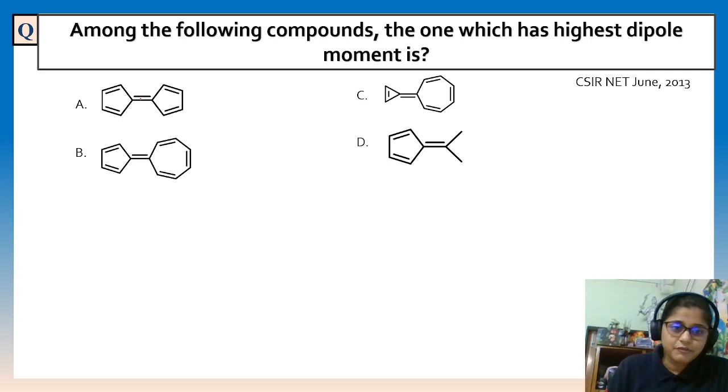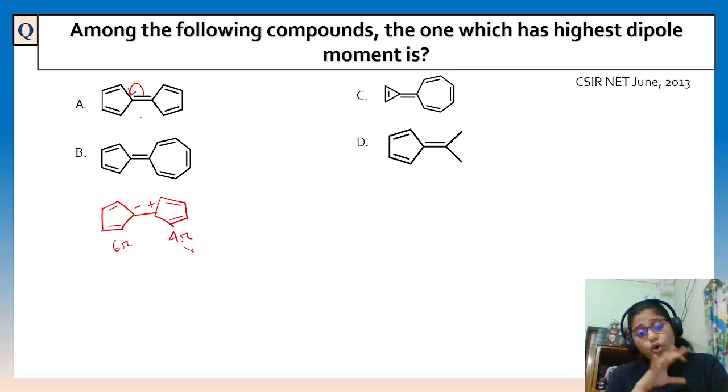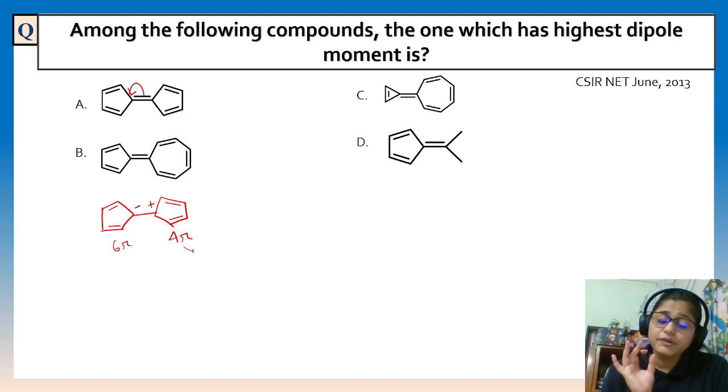So let's try that. For this case, if it goes like this, it will be positive, it will be negative. Other double bonds are there. So it will become 1, 2, 3, 4, 5, 6, 6 pi, 4 pi. It is aromatic, but it is anti-aromatic. So in the whole compound, right? One part is aromatic and another part is anti-aromatic. It will be unstable, not favorable.